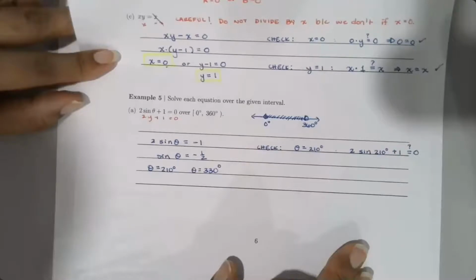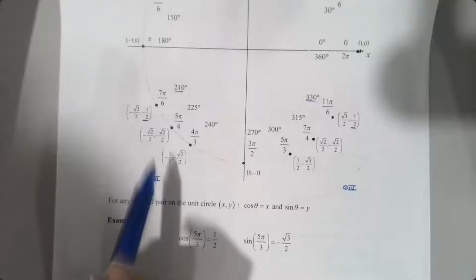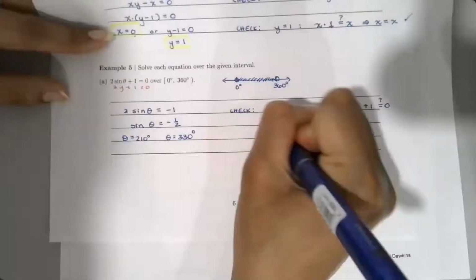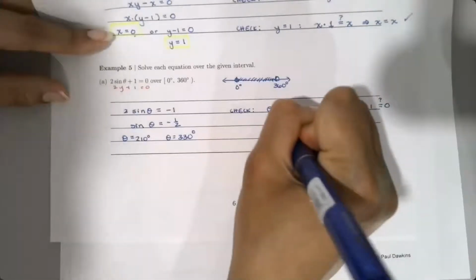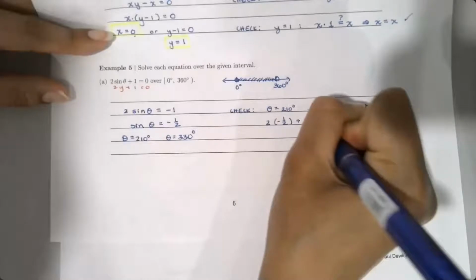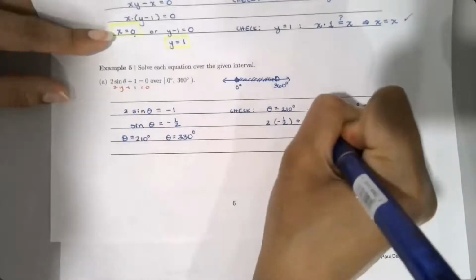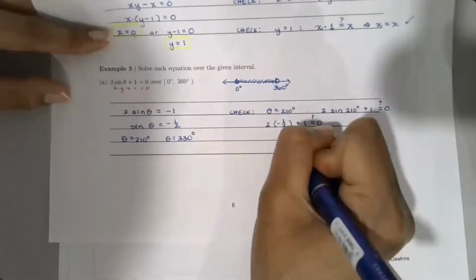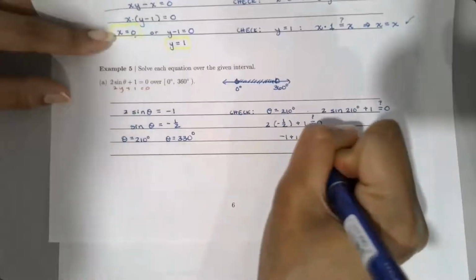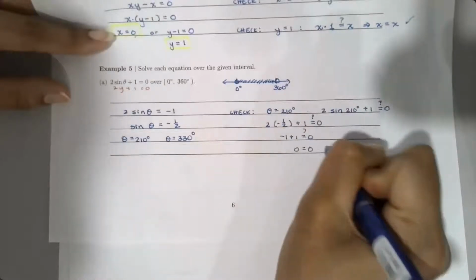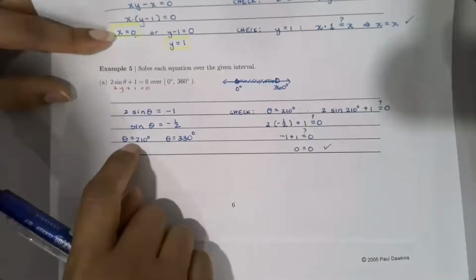Well, we saw from the unit circle that sine of 210 is -1/2. So is it true that 2 times -1/2 plus 1 is equal to 0? Then we're going to get -1 plus 1 equals 0, and 0 equals 0, which is correct. So this 210 is correct.